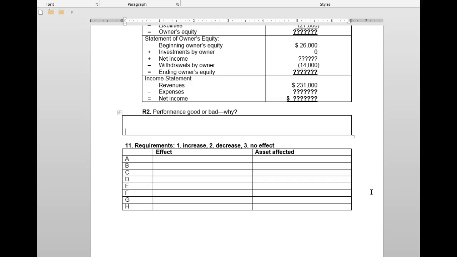So they issued some stocks. How does that affect your assets? Does that affect it? Well, we got some money. That's an asset. It's going to increase the asset, correct? And it's going to be cash that is affected. So you're looking at each one of these and what its effect is on assets. So I'll kind of leave that one to you.